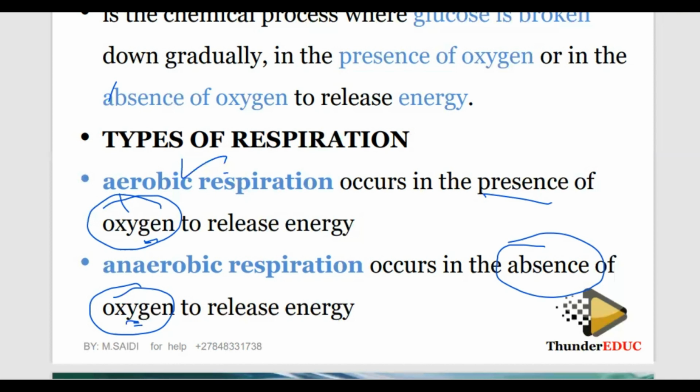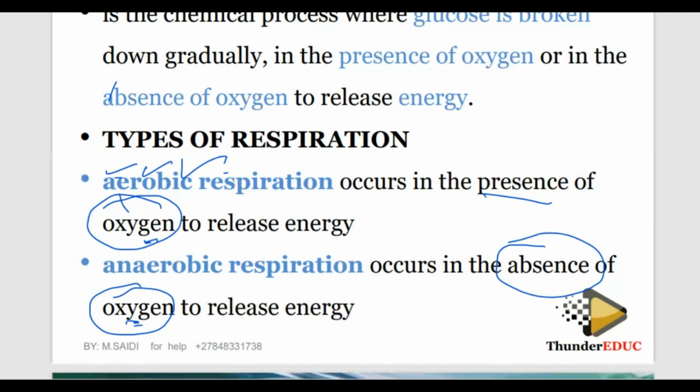During your daily activities, you undergo what you call aerobic respiration. Why? Because you are not using oxygen excessively. You don't use this oxygen too much. Therefore, you produce maximum energy when you are under aerobic respiration. That's why everything is occurring normally.